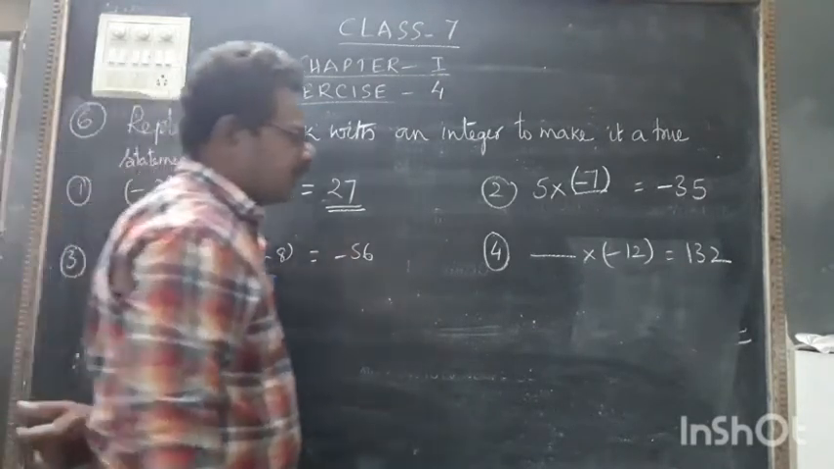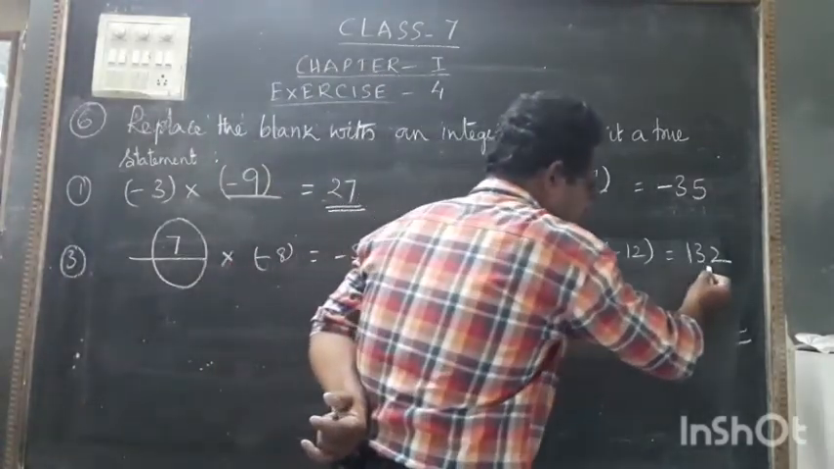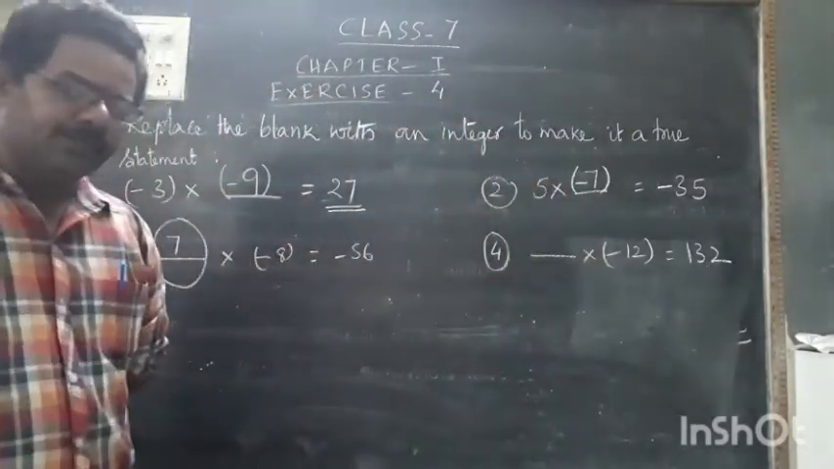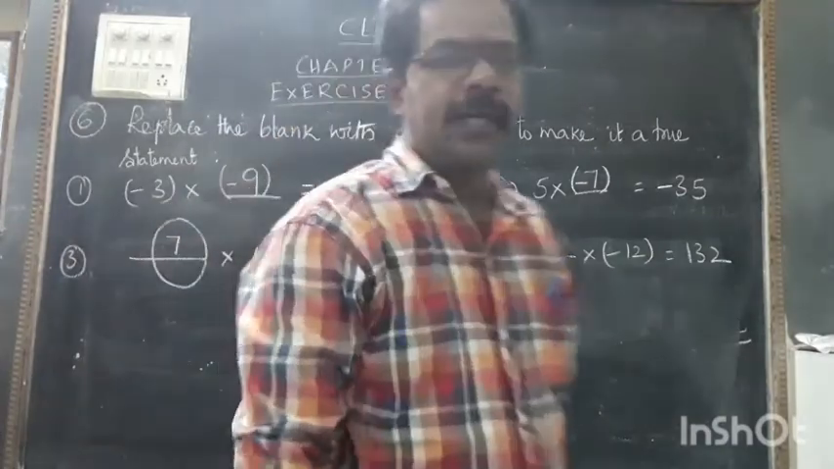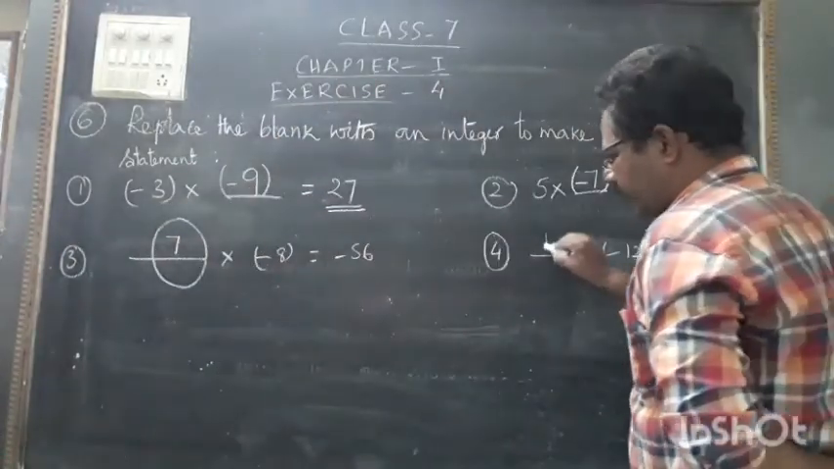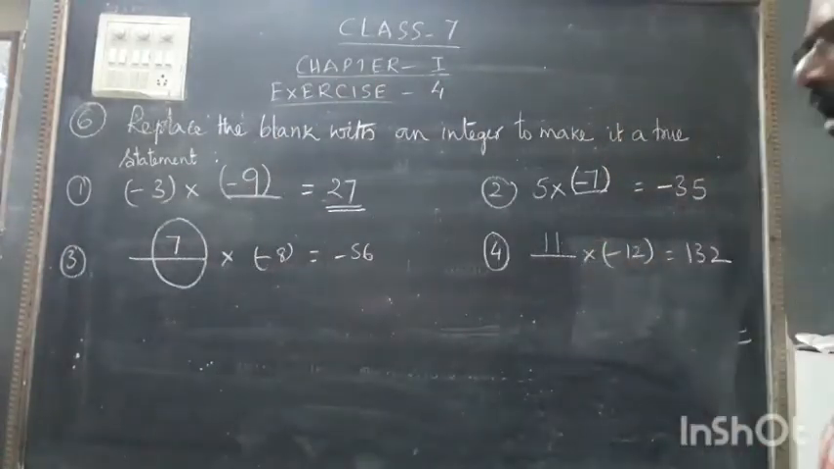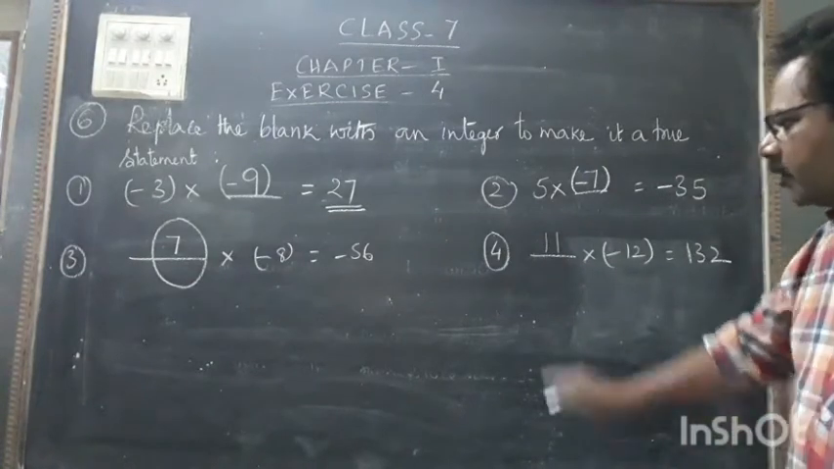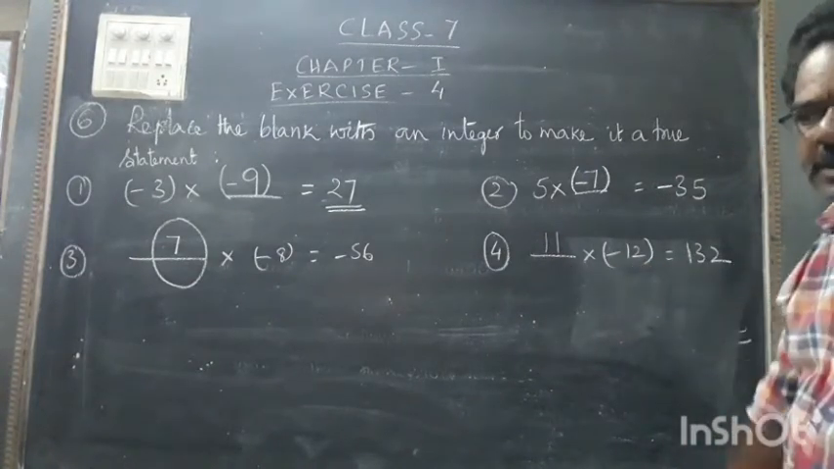Next, coming to the fourth one. Dash into minus 12 is equal to 132. 132 in the 12 table, 12 11 are 132. 11 12 ja or 12 11 ja. Okay. So 11 into minus 12 is equal to 132.